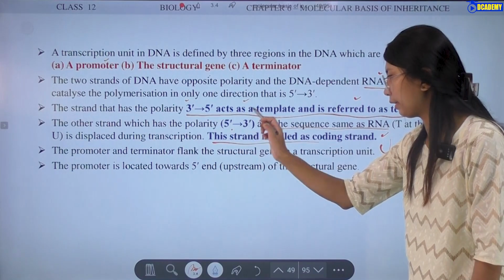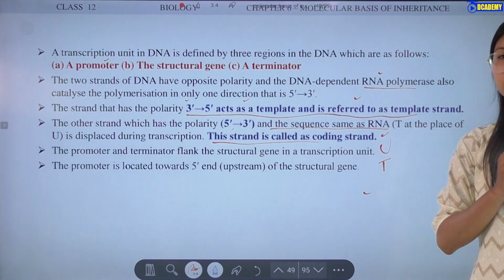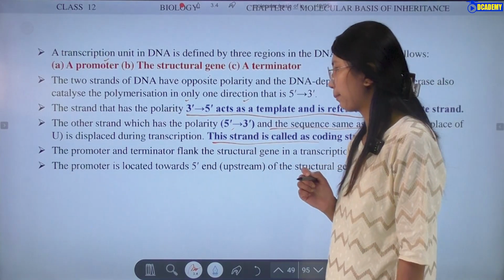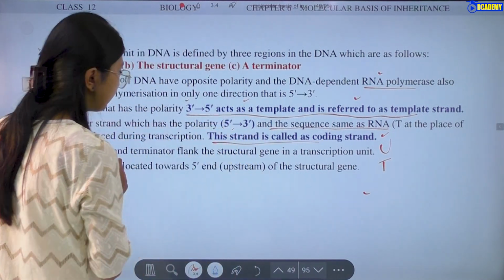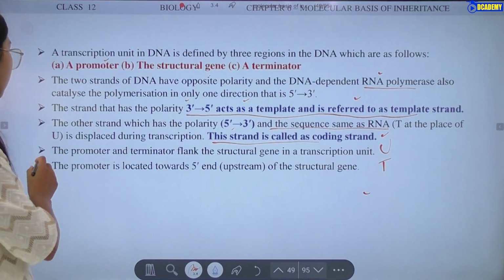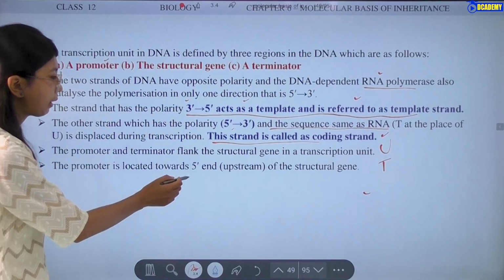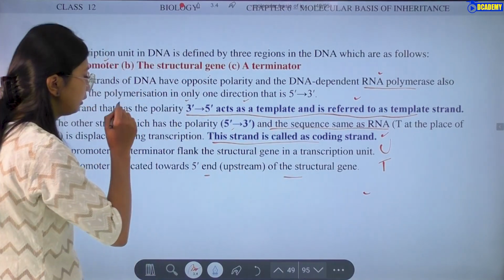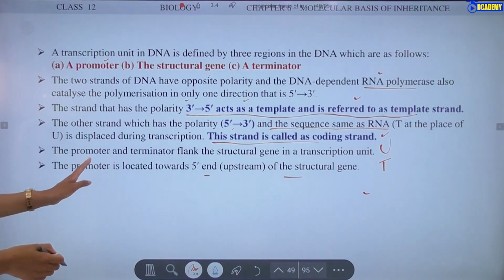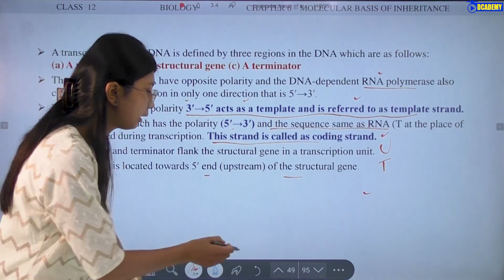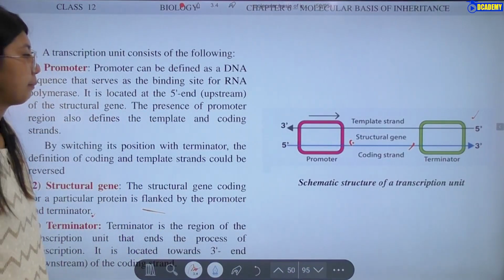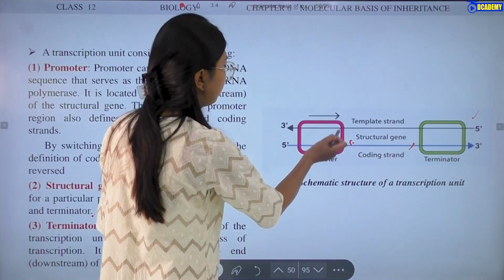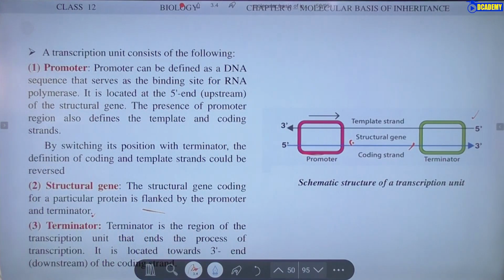This strand is called as coding strand. The promoter and the terminator flank the structural gene in a transcription unit. The promoter is located towards the 5' end of the structural gene.